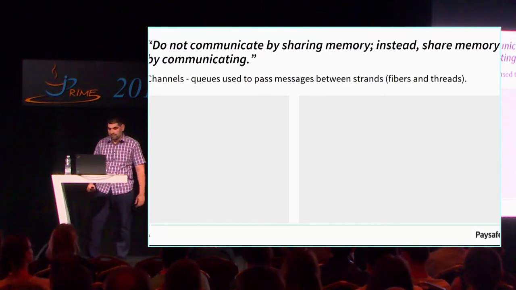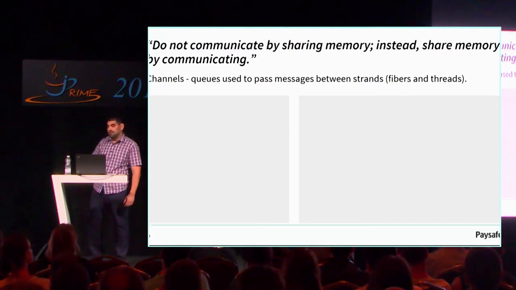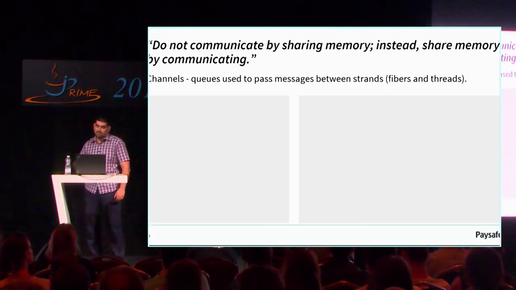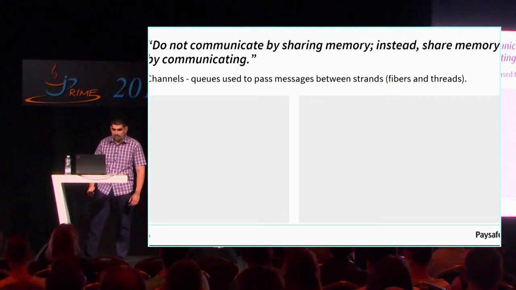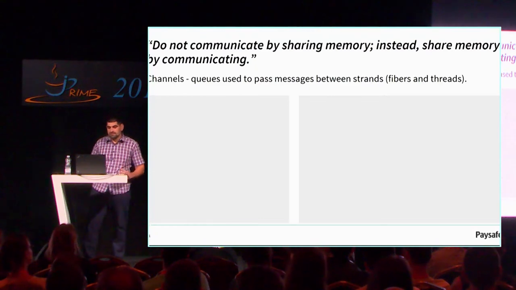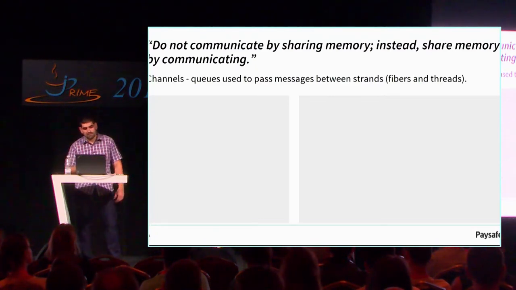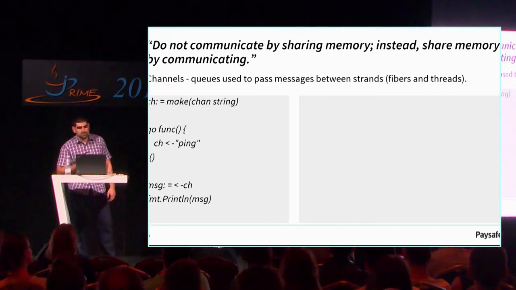And then we suffer. And then here the idea is different. We communicate by sending data, not by sharing data. And these are channels. Channels are conduits between threads or fibers or goroutines in the case of Go, and we send data through these conduits, these queues.